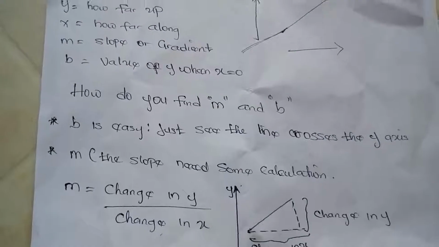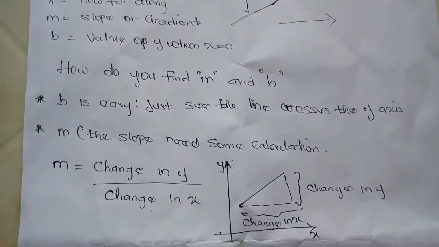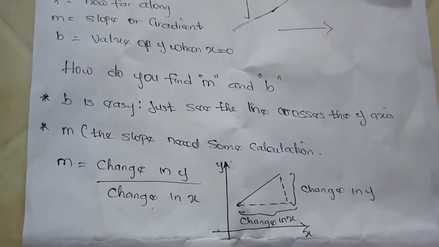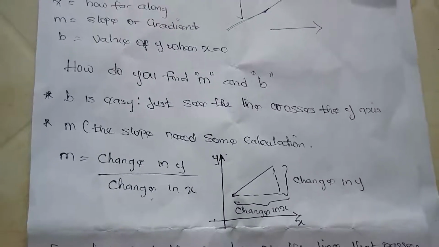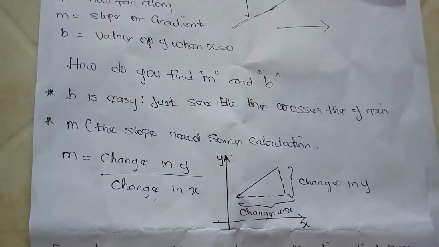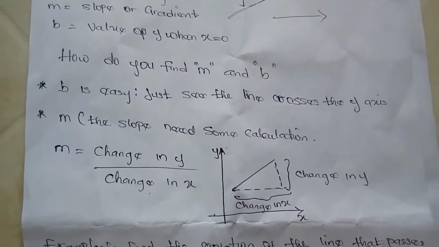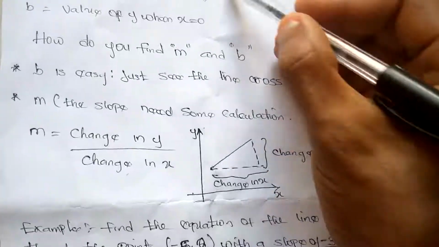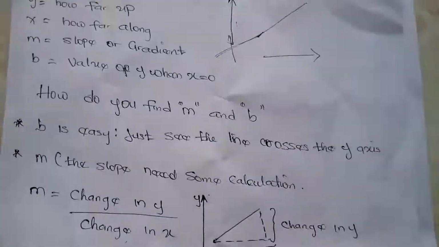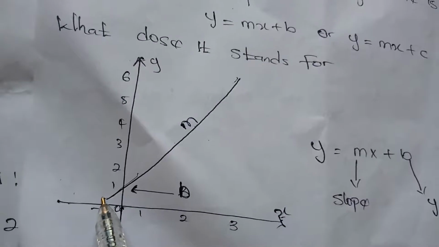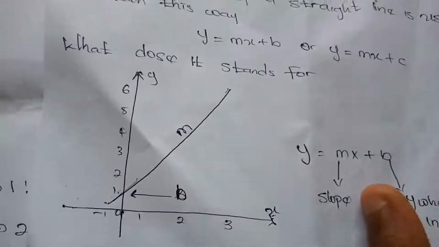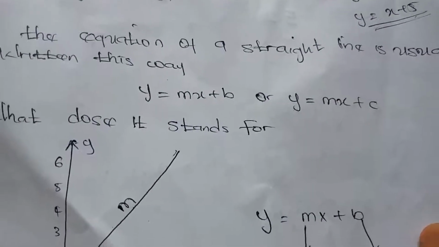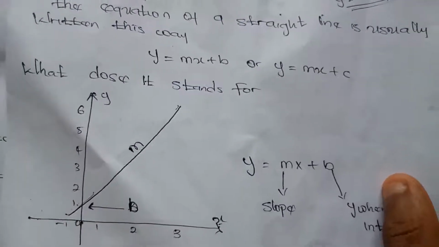So now the next question is, how do we find m and b? B is easy. Just see the line that crosses the y-axis. So I told you here, you can get b easily. Just see this line crossing this y-axis. Now our b is 1. The intercept is 1. Where the line crosses is the y-intercept.